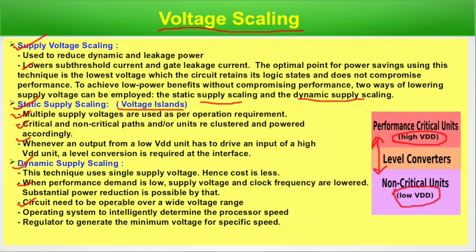The circuit needs to be operable over a wide voltage range, and the operating system must intelligently determine the processor speed and accordingly allot the power, and a regulator generates the minimum voltage for that specific speed. So this way it works. Voltage scaling is done, and we will move to the next slide.